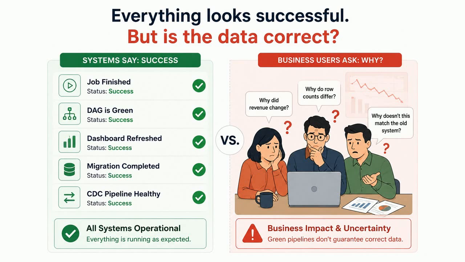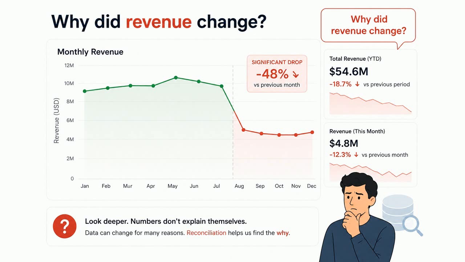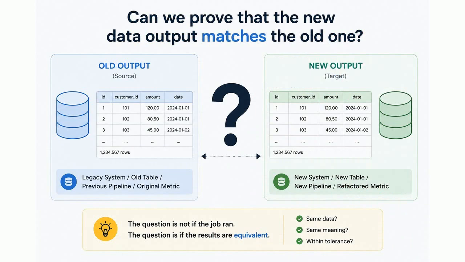And then, the inevitable happens. Someone from the business side opens their morning dashboard and asks the dreaded question. Hey, why did revenue change? Or maybe, why does this new table have fewer rows than yesterday? Suddenly, nobody cares if your pipeline ran. The real mystery you have to solve is proving, without a shadow of a doubt, that the new data matches the old data. Okay, let's dive into this.